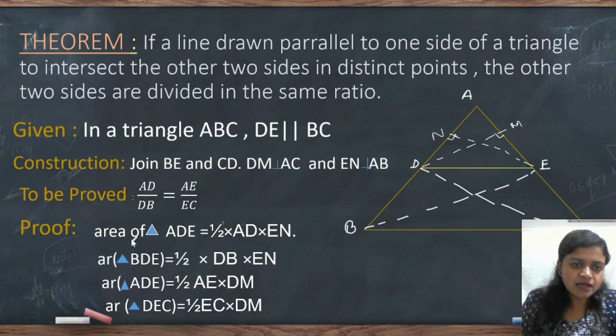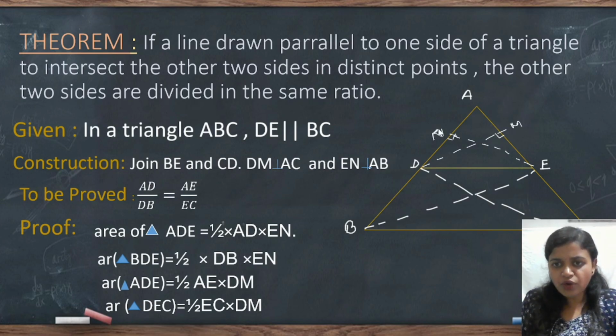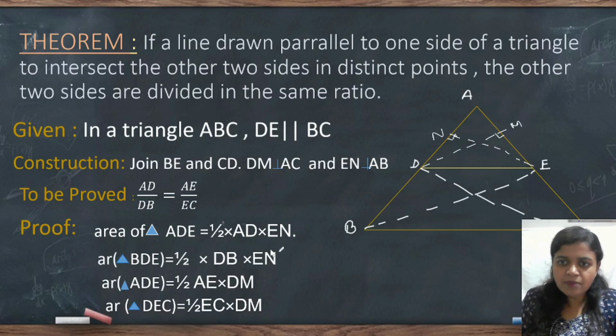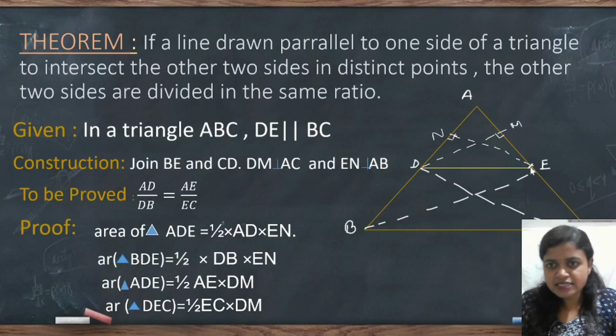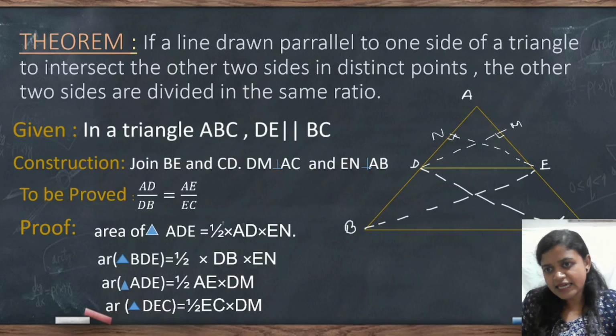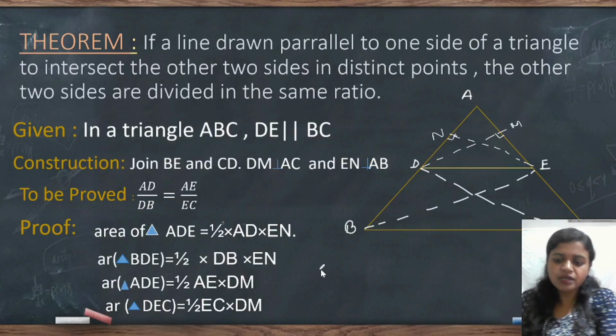So the area of triangle ADE equals half into AD, this is the base, and EN is the perpendicular. Okay, and the area of triangle BDE, this triangle, is half into DB, here DB is the base and EN is the perpendicular. Clear? And for triangle ADE, area is half into AE into DM, and the area of triangle DEC is half into EC into DM, where DM is the perpendicular.